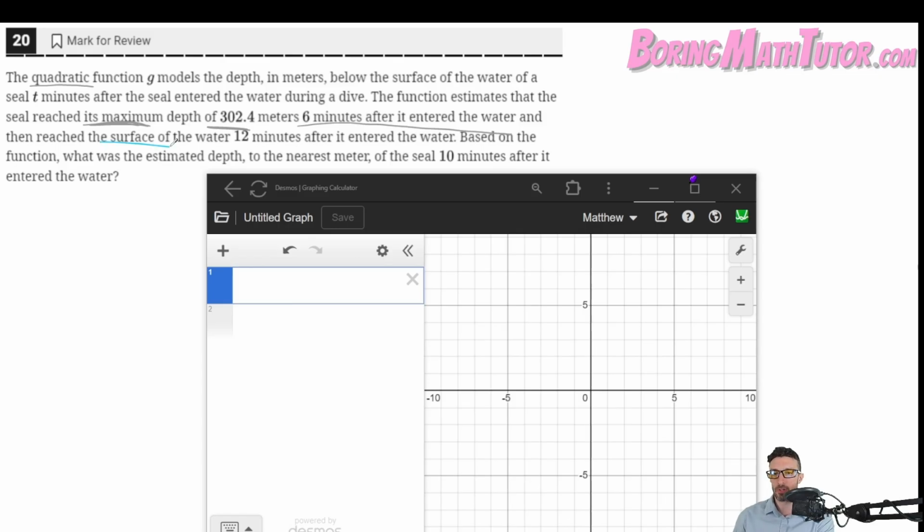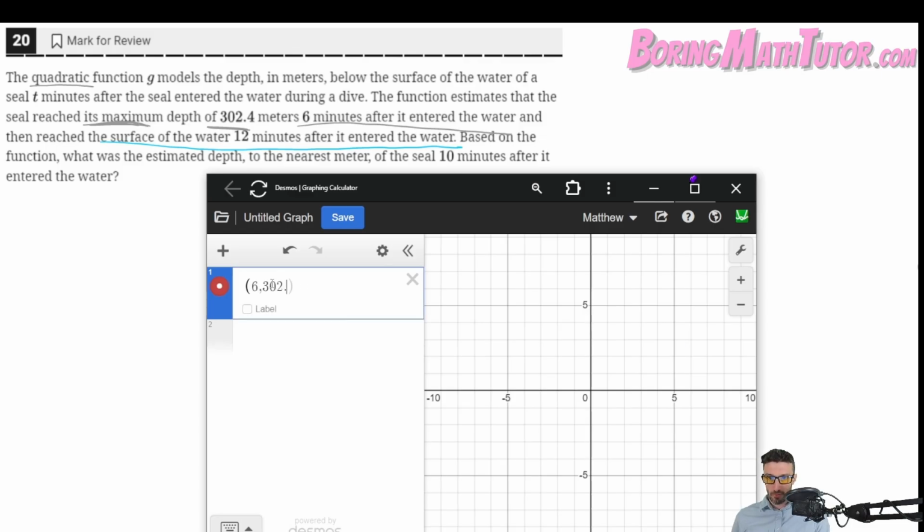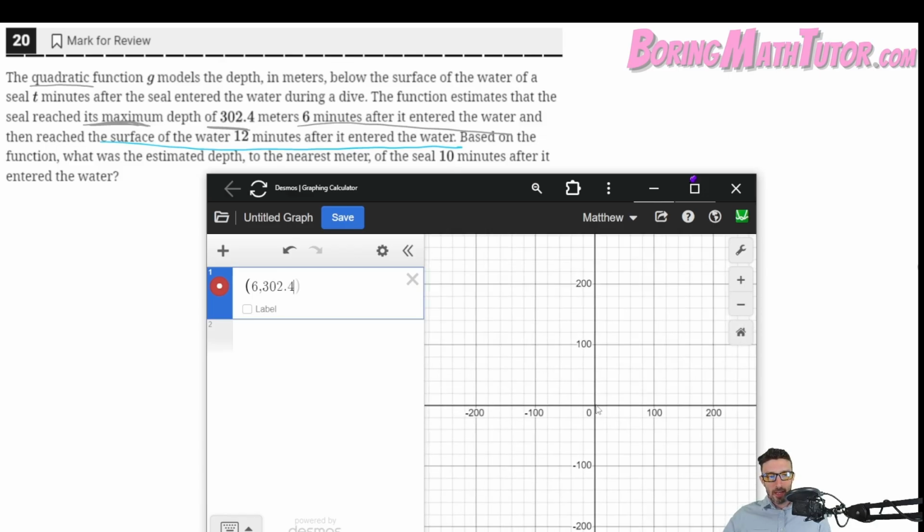And then it reached the surface of the water 12 minutes after it entered the water. Based on the function, what was the estimated depth to the nearest meter of the seal 10 minutes after it entered the water? Okay, so let's get started with our super tricks here. Let's put down 6, 302.4. And let's look at where that is on the graph.